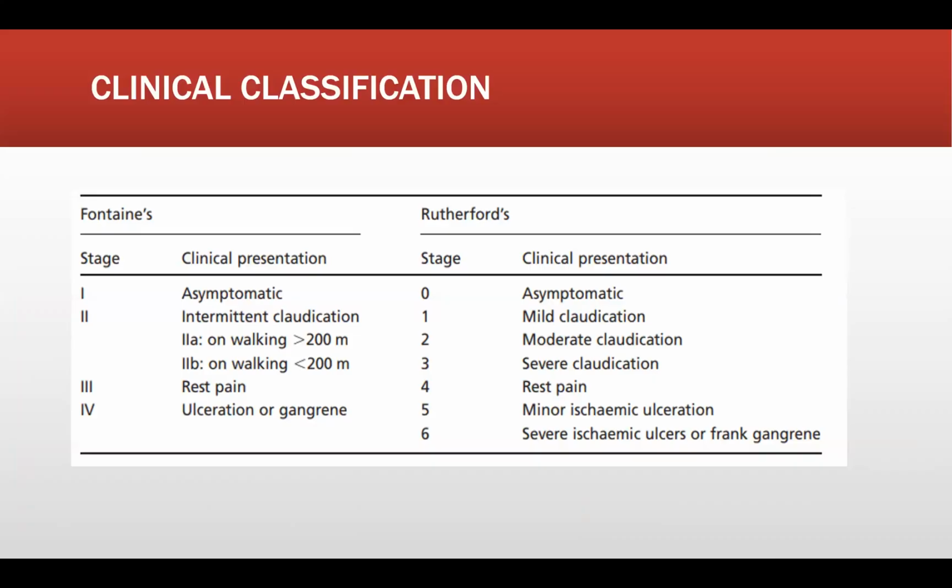Clinically, it is classified in two ways. One is by Fontaine, in which stage 1 represents asymptomatic, stage 2 intermittent claudication. Stage 2 can be divided into 2A, where pain occurs on walking greater than 200 meters, and 2B on walking less than 200 meters. Stage 3 is rest pain, and stage 4 is ulceration or gangrene. Rutherford classified the same into 7 categories: 0 asymptomatic, 1 mild claudication, 2 moderate, 3 severe, 4 rest pain, 5 minor ischemic ulceration, and 6 severe ischemic ulceration or frank gangrene.